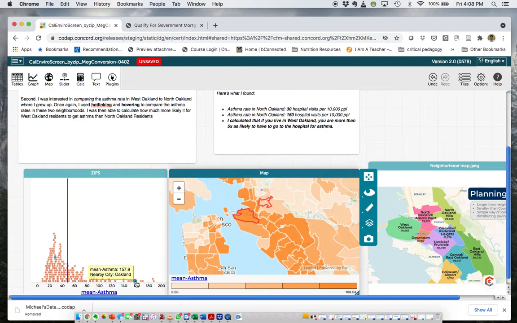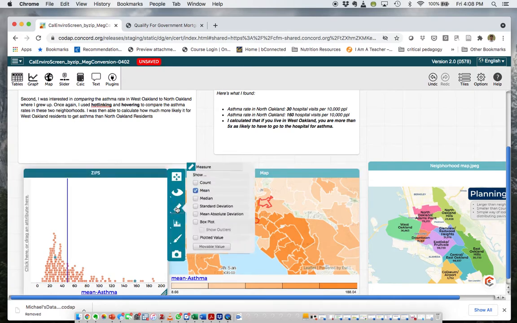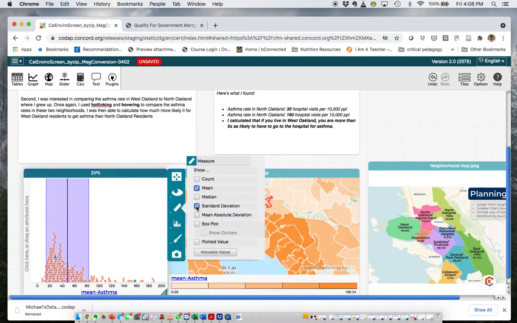And now let's say we want to see, do these communities fall within or outside of the standard deviation? So I'm going to click here again. I'm going to add in a standard deviation. And what's important is that a standard deviation captures about 70% of all of the data points. By definition, a standard deviation captures 68%. We can just round it and call it 70%. So basically 7 out of 10 communities in the East Bay fall within this range of asthma.